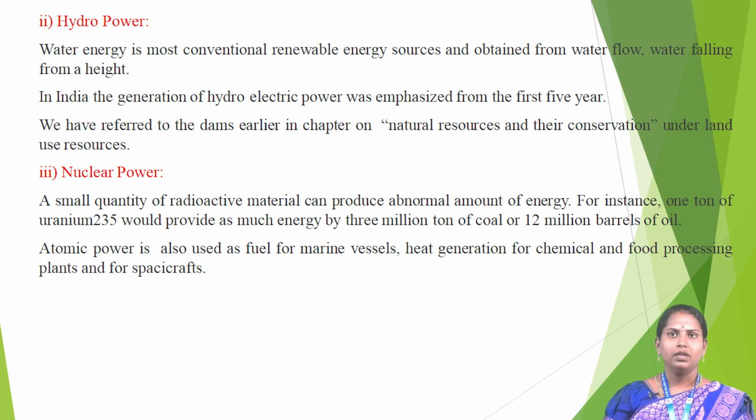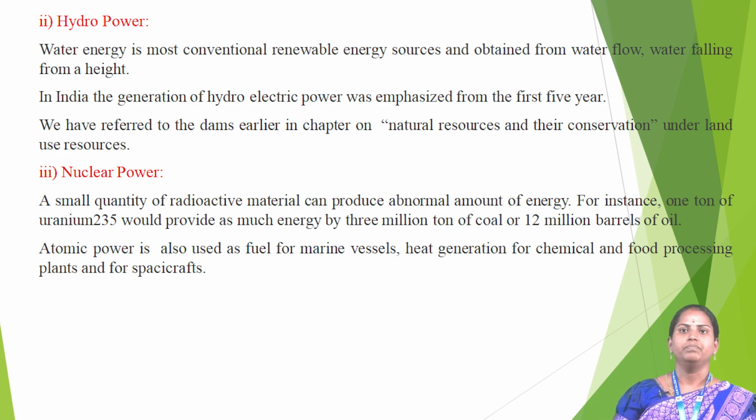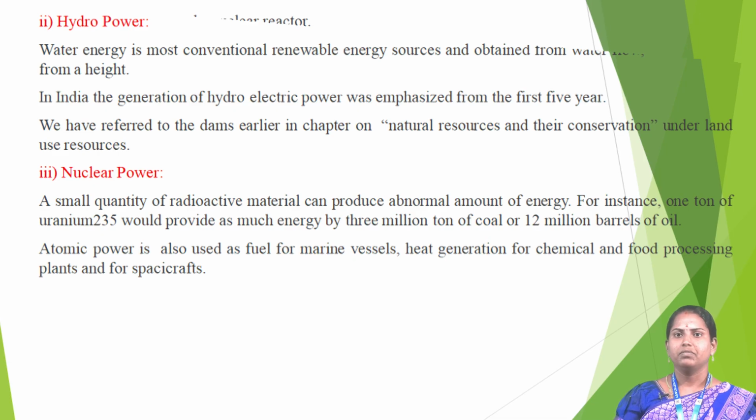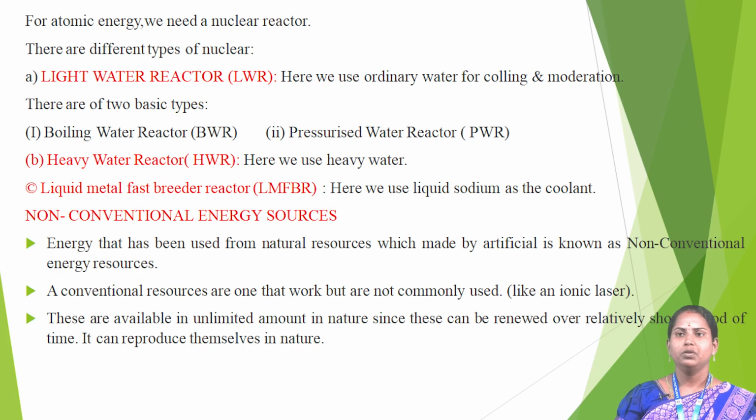Nuclear power. A small quantity of radioactive material can produce an enormous amount of energy. For instance, 1 ton of uranium-235 would provide as much energy as 3 million tons of coal or 12 billion barrels of oil. Atomic power is also used as fuel for marine vessels. Heat generation for chemical and food processing plants comes from it. For atomic energy, we need a nuclear reactor.